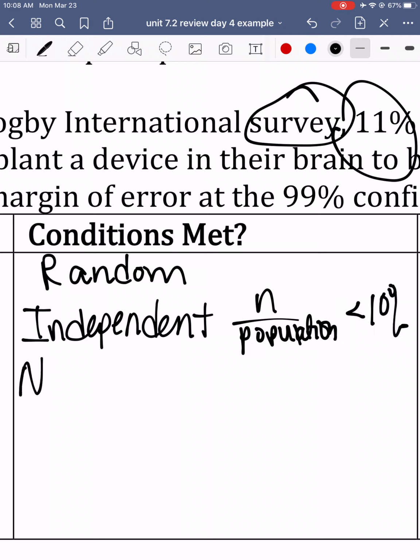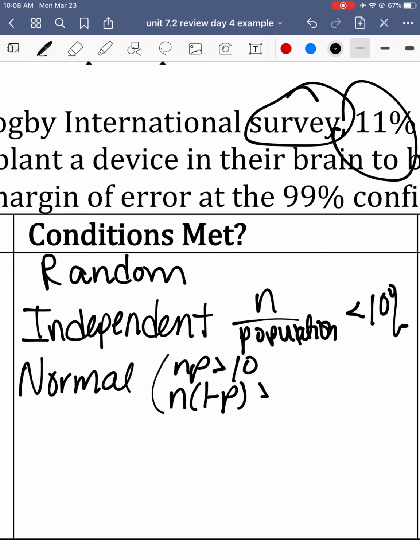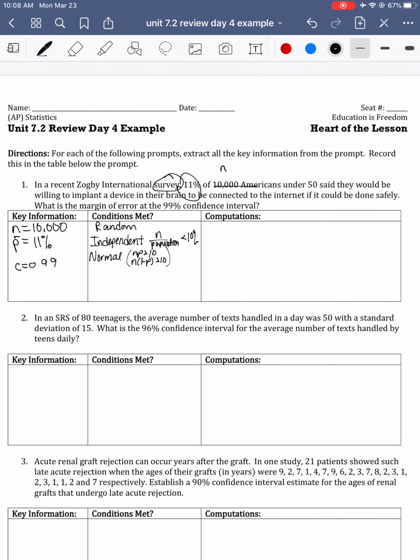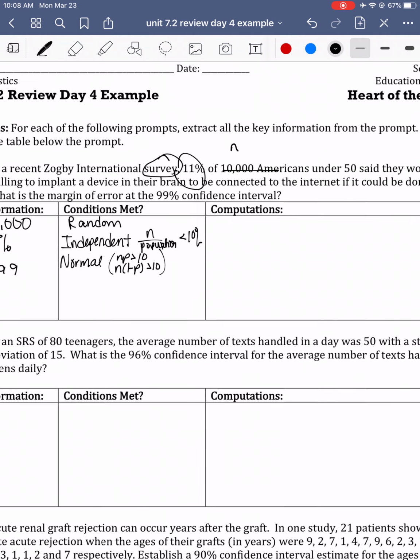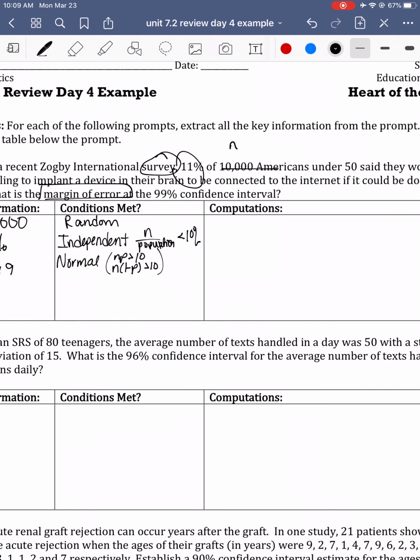And then lastly, do I meet the normal condition? Well, we already said this is a proportion, so I know that I must meet these two conditions: n times p is greater than 10, and n times 1 minus p is greater than 10. So that's my normal conditions here. And then I know that based on this, if I were to meet these conditions, my computations, they're asking for the margin of error. So I know the margin of error is going to be my critical value.